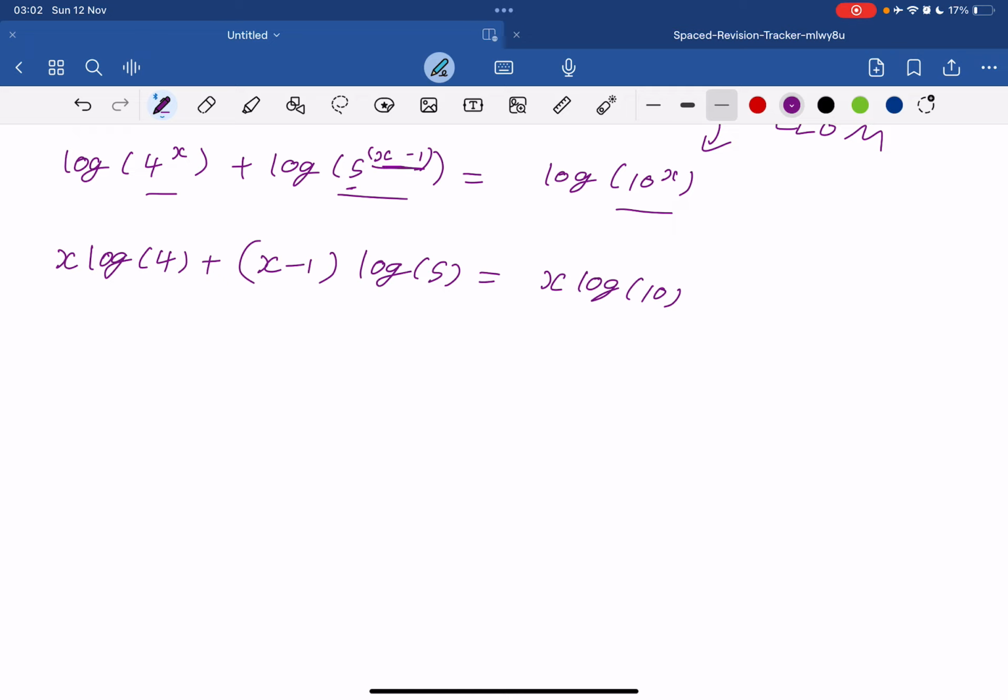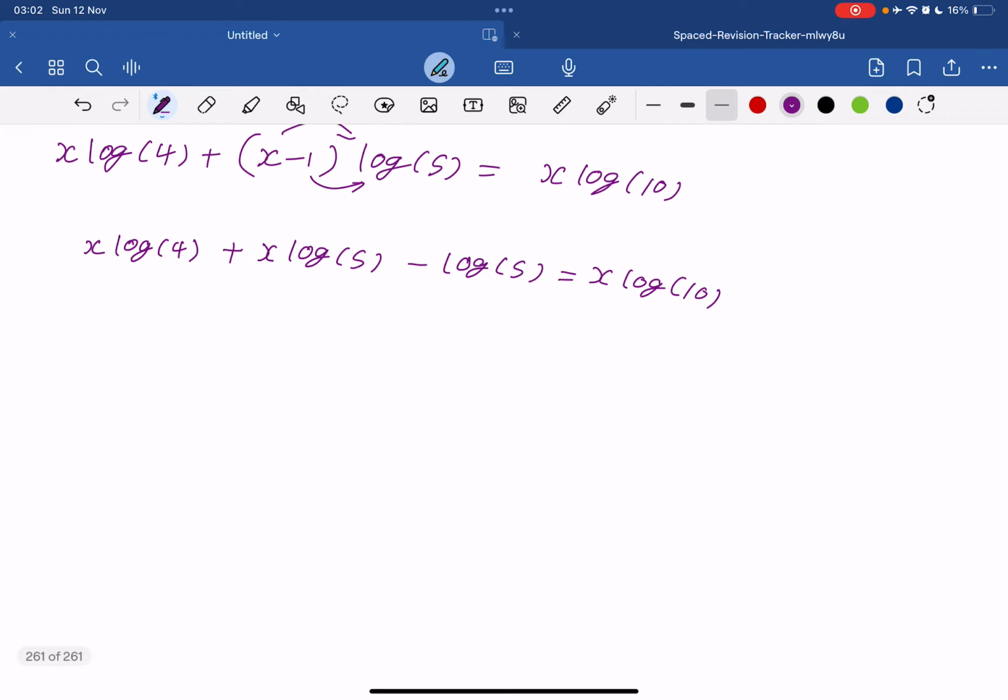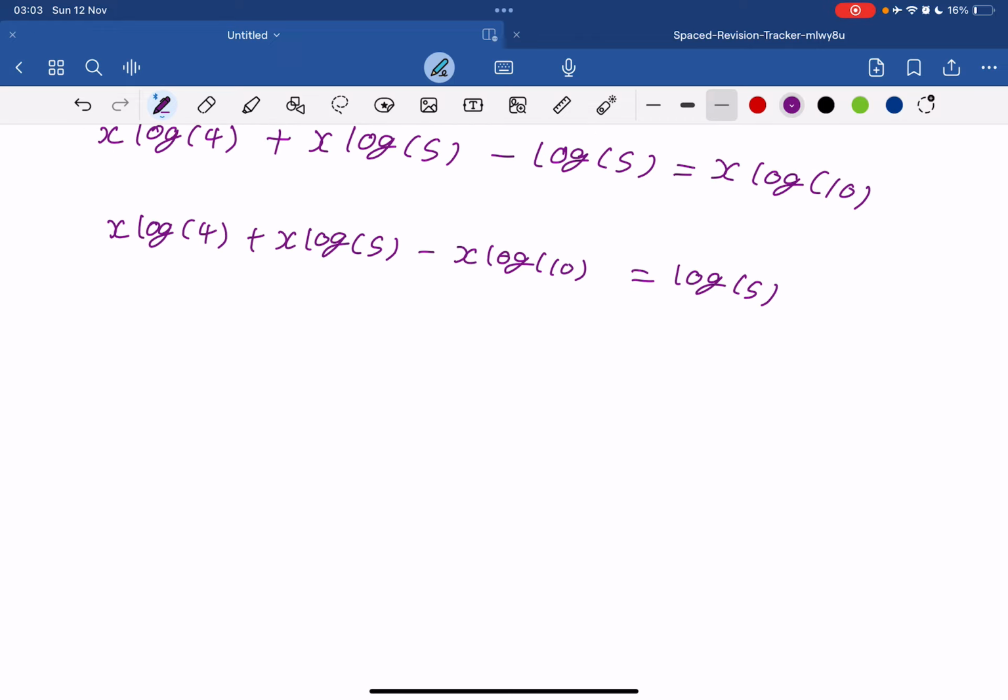Okay. Next, multiply this part out. X log base 4 plus x log base 5. Subtract log base 5 equals x log base 10. Now move all the x terms to one side because we're trying to make x the subject. X log base 4 plus x log base 5. Subtract x log base 10 equals log base 5. Now we are going to factorize out the x.